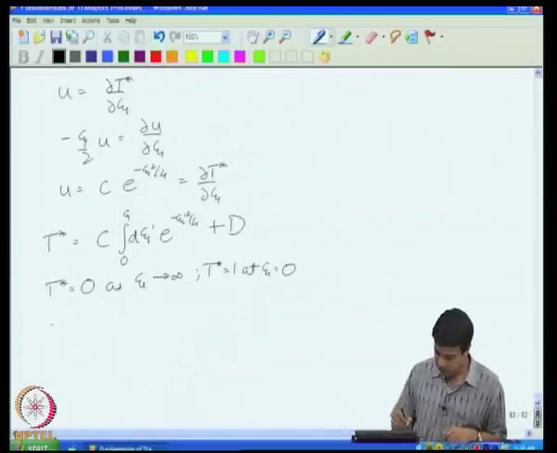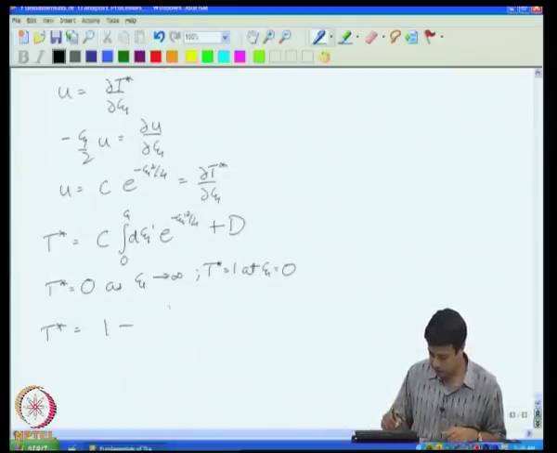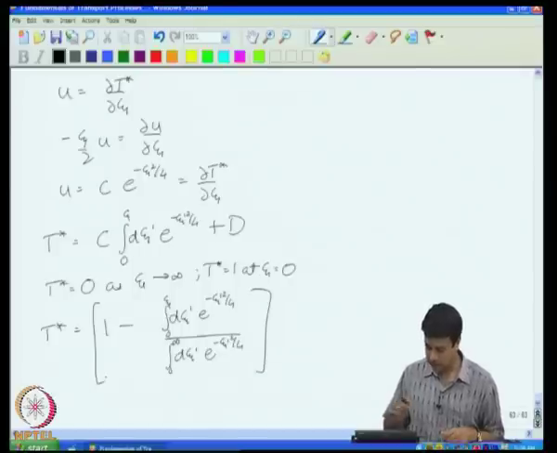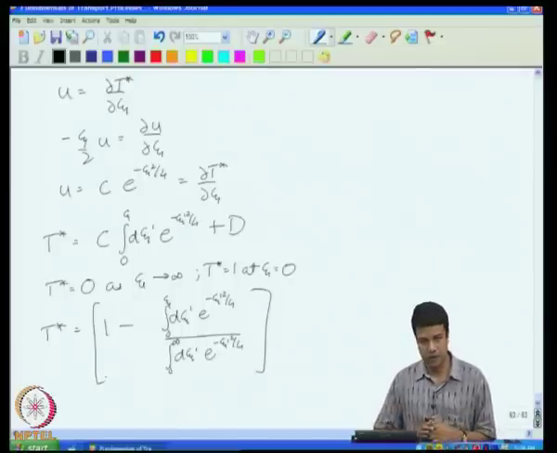So, this will give me T star is equal to 1 minus integral 0 to psi d psi prime e power minus psi prime square by 4, divided by integral 0 to infinity e power minus psi prime square by 4 d psi prime. That is what I would get after I enforce both boundary conditions.